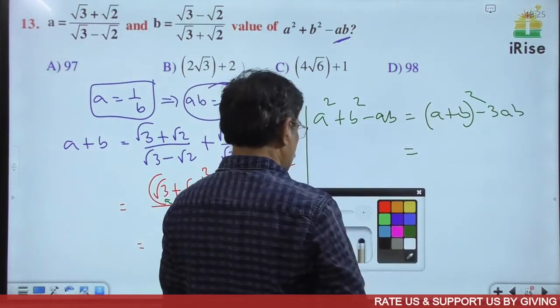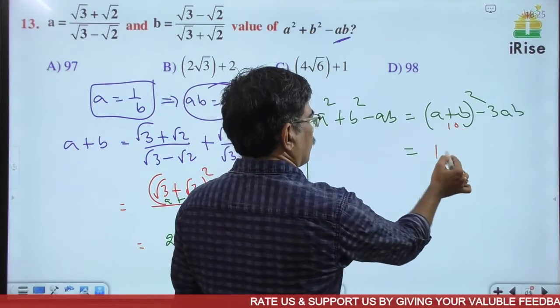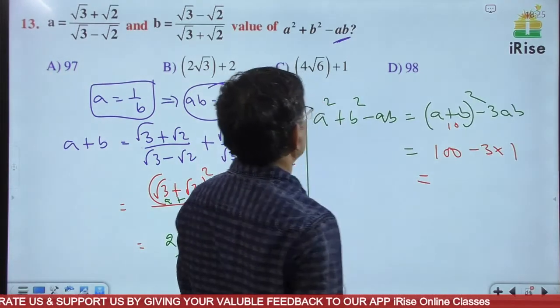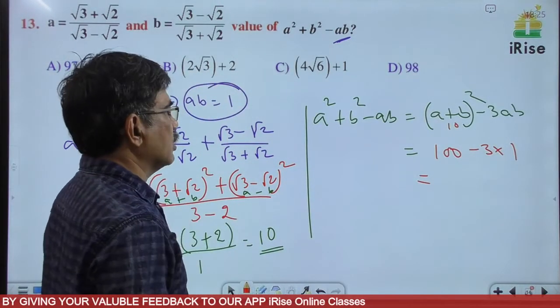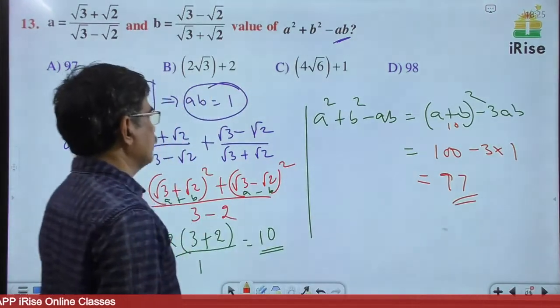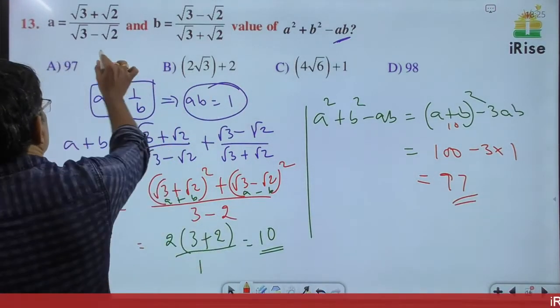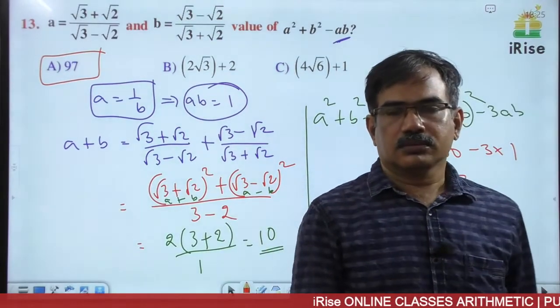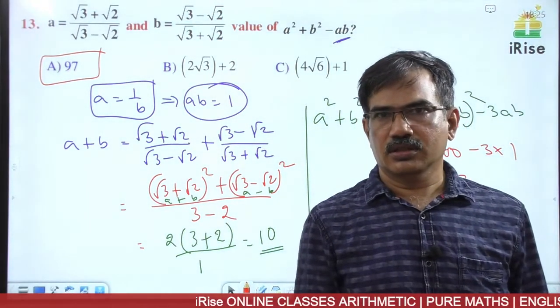So this value is equal to 10 square, which is 100, minus 3 into AB, and AB is 1. So 100 minus 3 is equal to 97. So the answer for this question is 97. Okay, understood? Yeah.